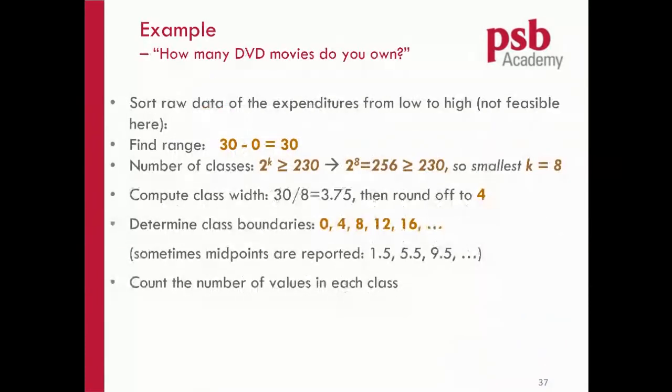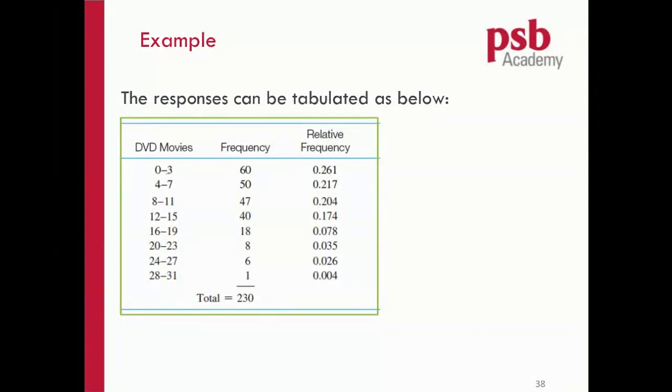Clear? Okay, so this is the whole thing that I explained just now. You have 0 to 3, then you have 4 to 7, then you have 8 to 11, then 12 and so forth. So there are 1, 2, 3, 4, 5, 6, 7, 8 classes. Then you know how to get the frequency by just counting from the group.